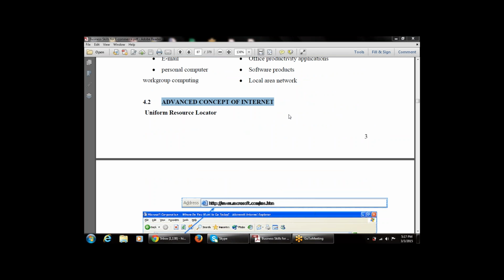Now the next topic is 4.2, the advanced concept of internet. Till now we have discussed the basics, the history of internet, and how the internet came into the picture. Now the next is the advanced features of internet. One is the uniform resource locator, that is the URL.